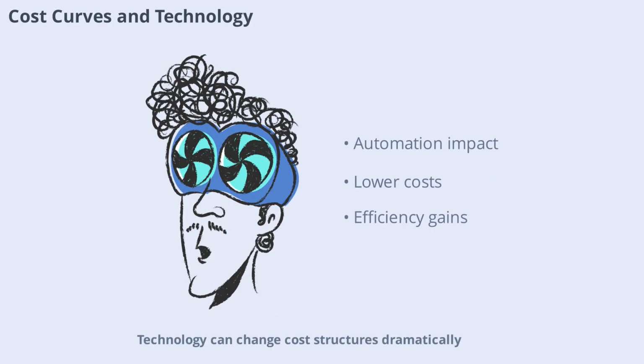Technology can change cost structures dramatically. Automation may reduce variable costs and shift the average cost curve downward. Businesses that invest in technology often see improved efficiency and lower costs, which can be visualized on their cost curves.